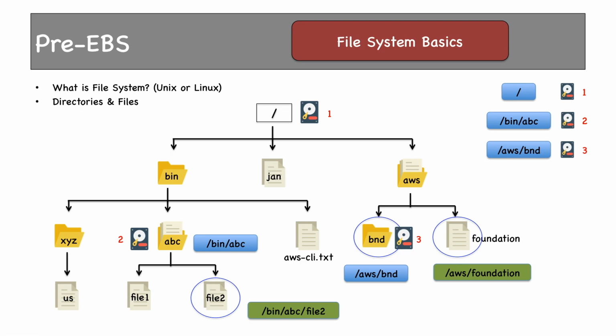Something like this. Root file system has hard disk number 1 attached to it, /bin/abc has hard disk number 2, /aws/bnd has hard disk number 3. The rest are also all file systems. XYZ is also a file system, /aws is also a file system, /bin is also a file system, but we have not attached any hard disk drive to these file systems.